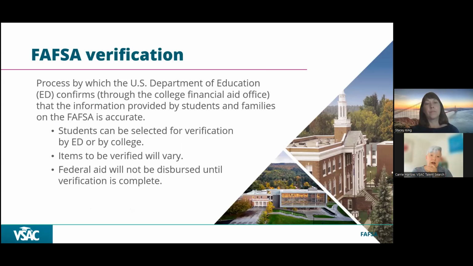FAFSA verification, a number of students get chosen each year for this. It's a process by which it's basically a fancy word for prove it. And so if a student's chosen for verification, they can be chosen by the Department of Education, or they can be chosen by their college. The items to be verified will vary, but sometimes what we'll see for students is a verification of family size, like how many people are living in this household, list their names and ages. Sometimes they'll ask for confirmation of a student's identity or statement of purpose. So those things may come up.